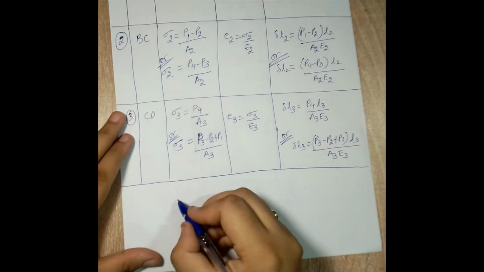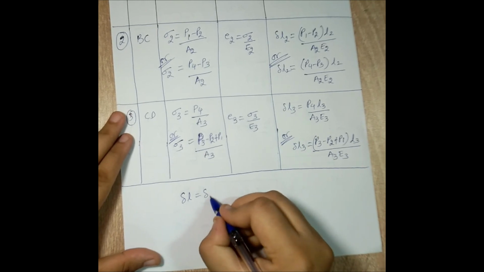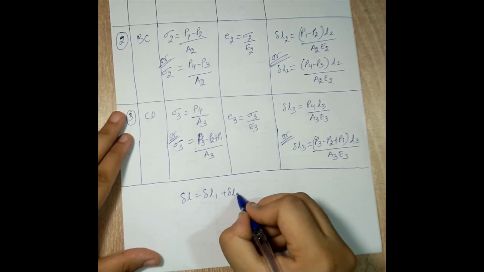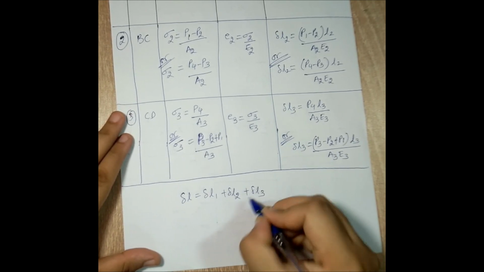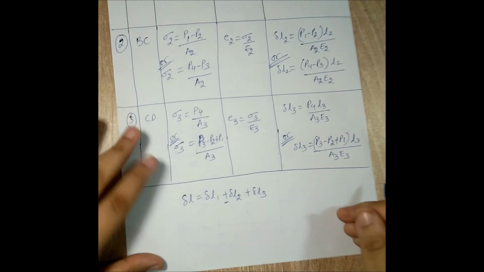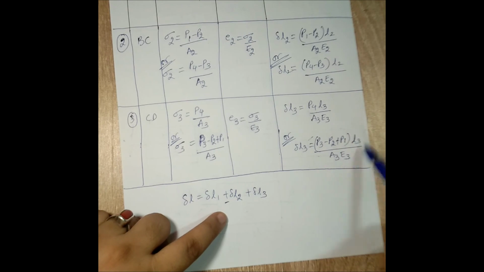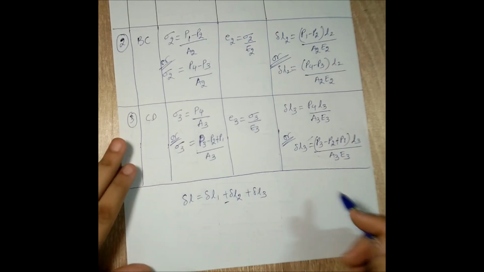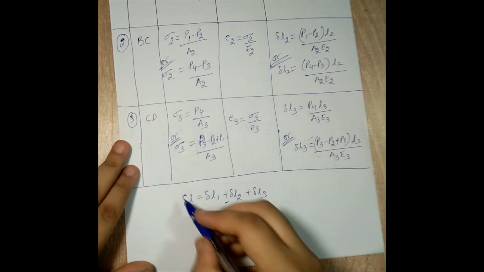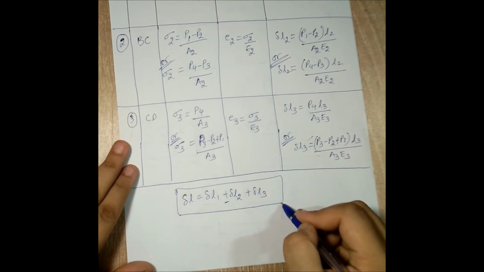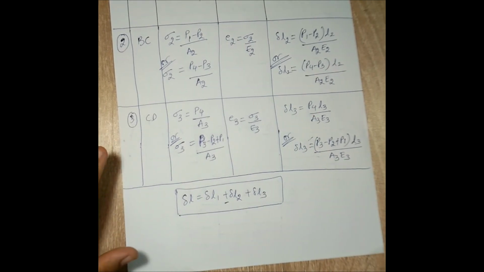Last formula that I have to write, total elongation will be delta L1 plus delta L2 plus delta L3. Here I'll put a negative sign. It could be positive or negative. It depends on the values of these various loads given in the question. Now here I'm not writing these formulas again. It is self-explanatory. So I'll end it here.